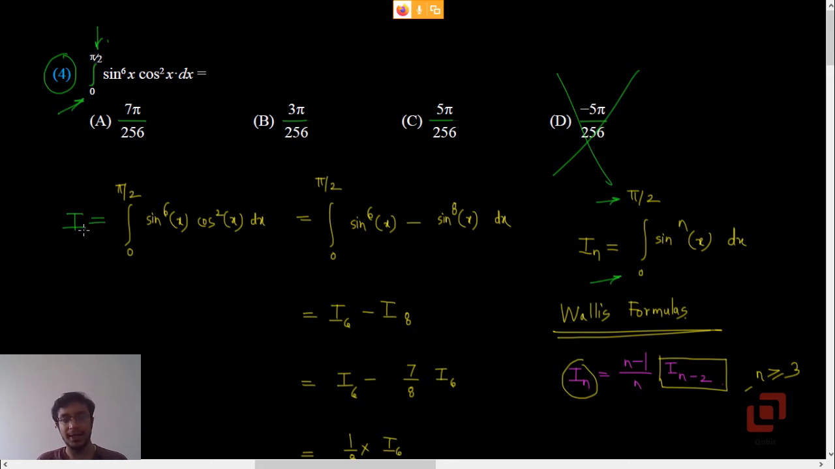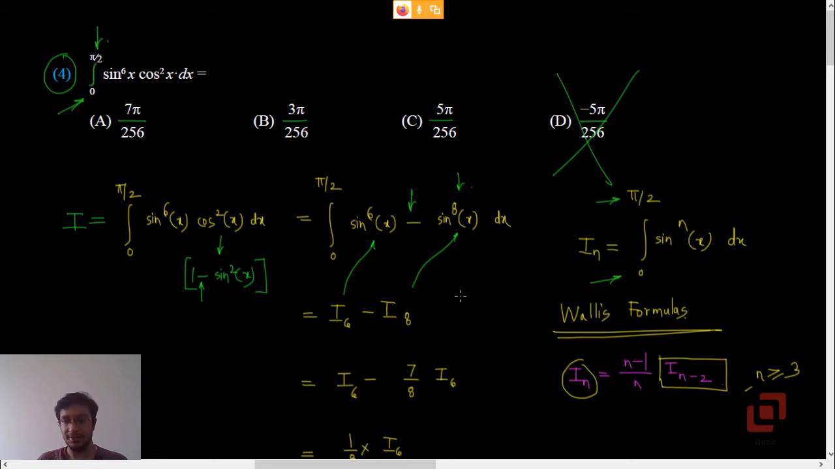Let's call the given integral I as usual. Write cos squared x as 1 minus sine squared x and then multiply this by sine raised to 6x. So the first term will be sine of x raised to 6, minus sine x raised to 6 into sine squared x, so that will be the 8th power of sine. So this now gets transformed to I6, corresponding to the 6th power of sine, minus I8, corresponding to the 8th power of sine.